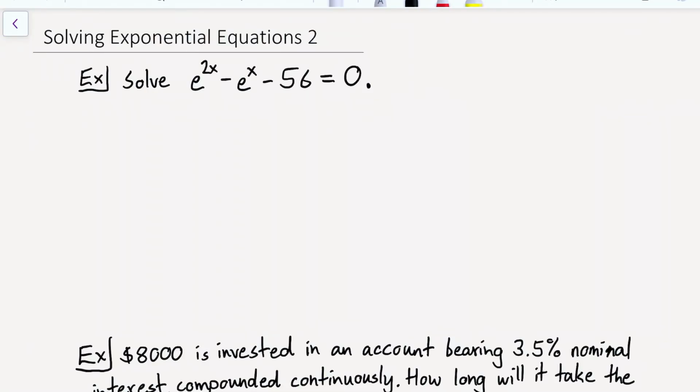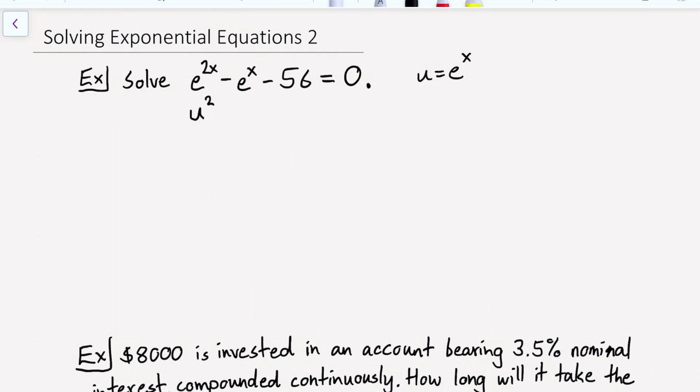In this video, I would like to consider two unique types of exponential equations. First, I want to solve e to the 2x minus e to the x minus 56 equals 0. This equation looks somewhat confusing, but imagine that we made a substitution here. Let's say e to the x is equal to some value u. Then I could rewrite this equation in a more familiar form.